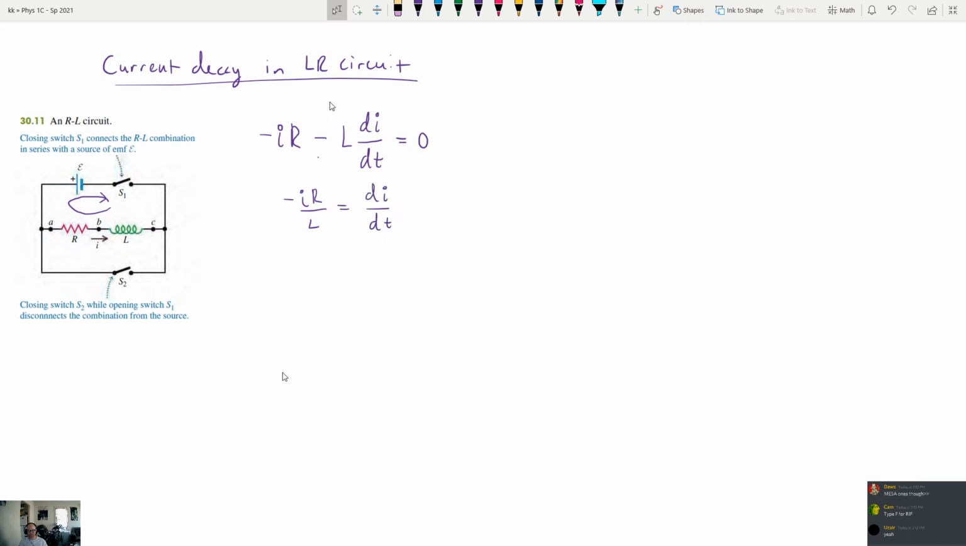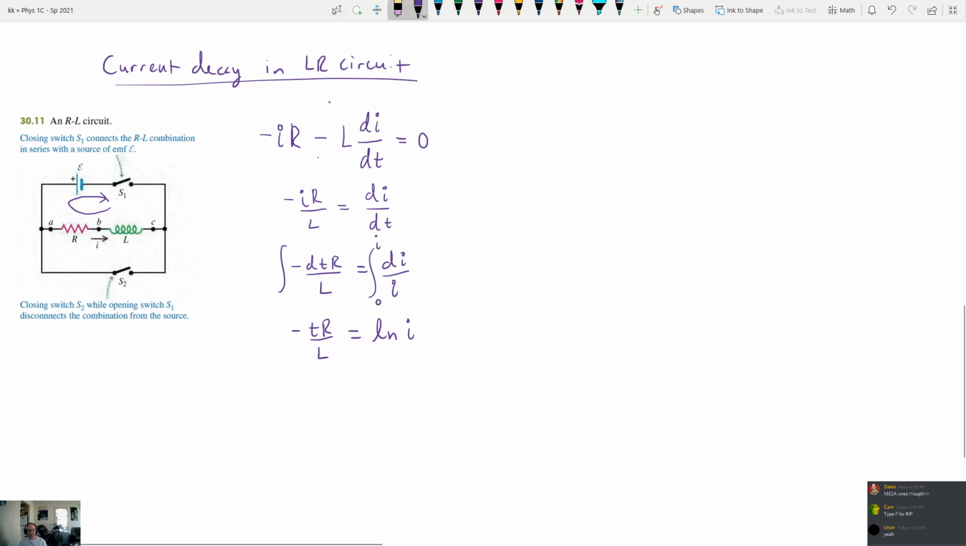Okay, so we get something like this. We multiply the dt to the left-hand side, and get negative dt R over L equals dI over I. Integrate both sides. The left-hand side becomes just negative tR over L. The right-hand side becomes the natural log of I. We have to have limits on these things, so we're going from 0 to I prime.